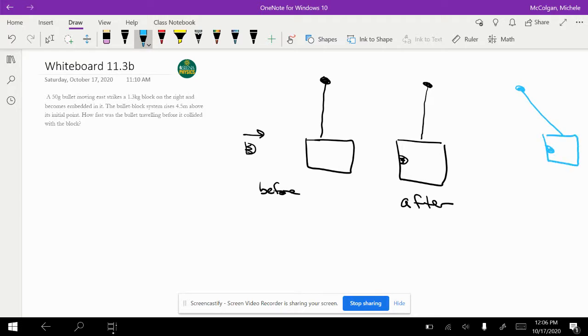Like that. And now we're going to say that this is our y equals 0, and this is our y final. And they tell us what y final is. So this is before and after for energy, and this, the left side, is the before and after for momentum.